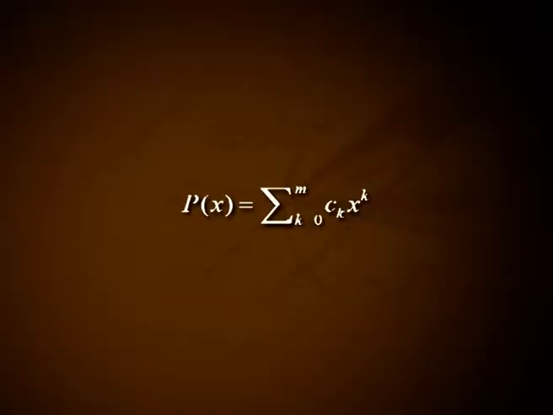We now derive criteria for determining whether an integer is divisible by 9 or 11 without performing the actual division. For this, we need the following results. Theorem 5. Let P(x) equal the sum from k equal to 0 to m of c_k x raised to k be a polynomial function of x with integral coefficients c_k. If a congruent to b mod n, then P(a) congruent to P(b) mod n.